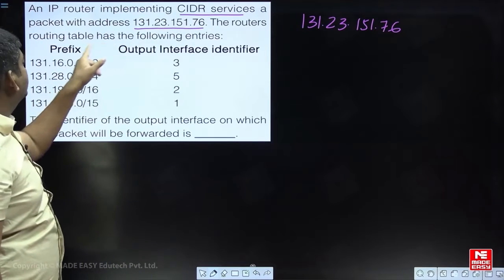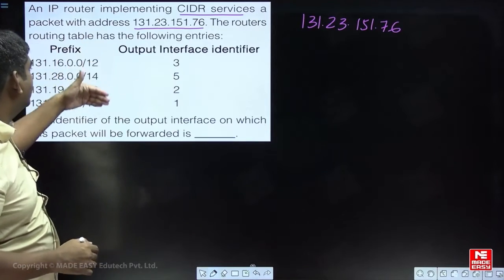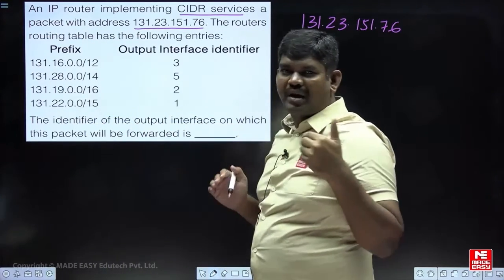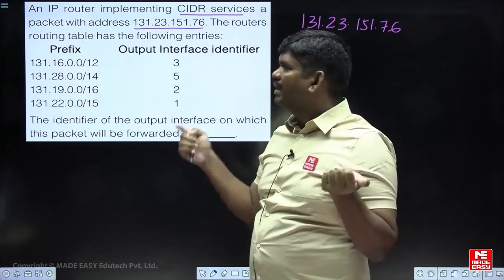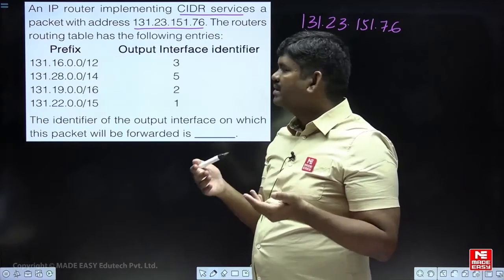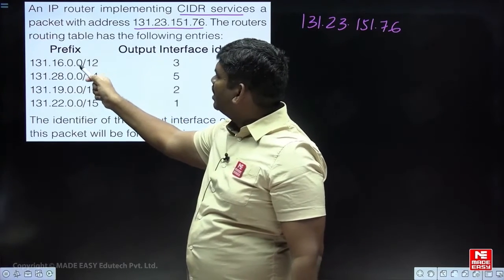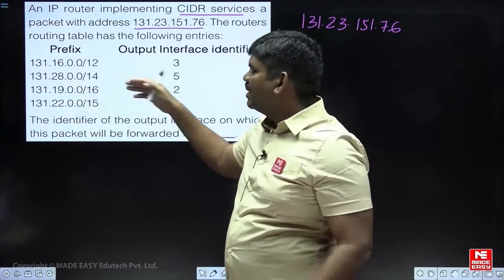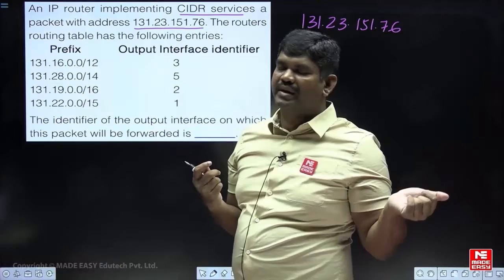See, the router's routing table has the following entries. Normally, if it is classful, the table width is going to increase. But since it is classless, the width is decreased a little, because the mask is joined along with the subnet ID. If it is classful, the mask would be shown separately, so the width of the table would increase.